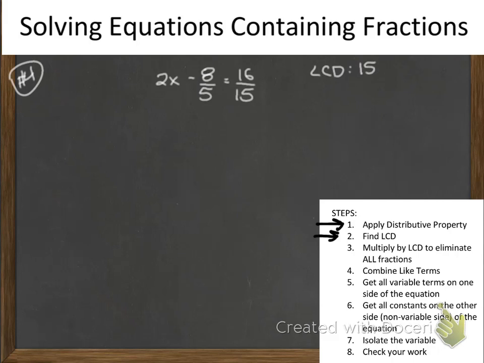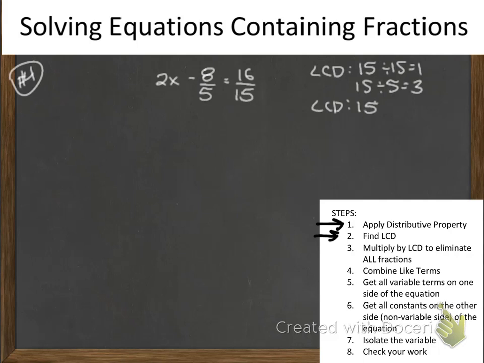Why is it 15? Well, because 15 divided by 15 is 1, and 15 divided by 5 is 3. So 15 is the smallest number that is easily divisible by both 5 and 15. I want to make a note here that the LCD is 15.